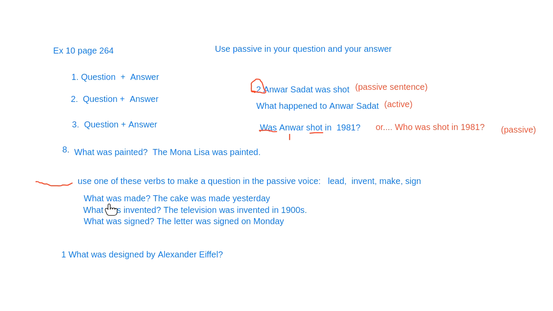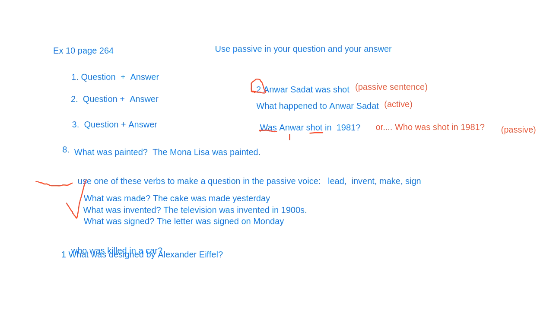What was made? The cake was made yesterday. That's good. The cake did not do the action. Somebody else did the action. So this is a good way to use passive. What was invented? The television was invented in the 1990s. That's good. And what was signed? The letter was signed on Monday. So all of these are correct. Good. You get a big check mark too.